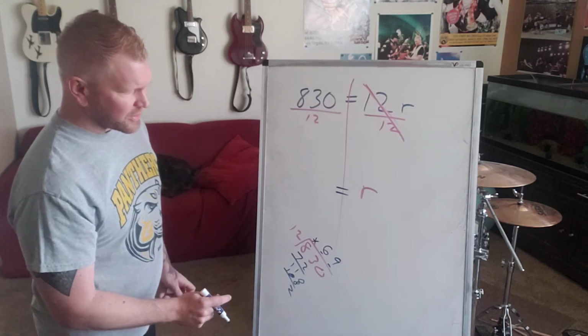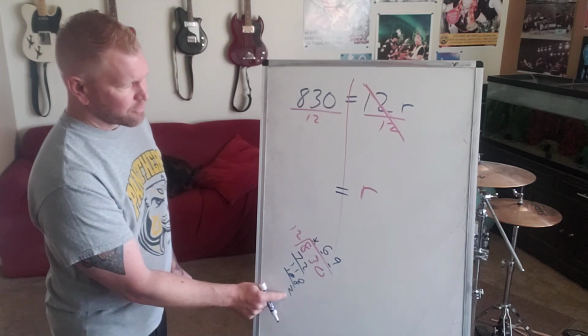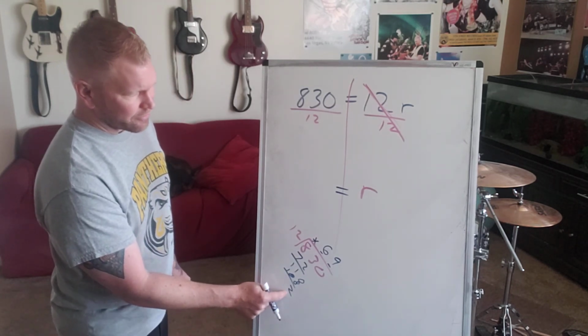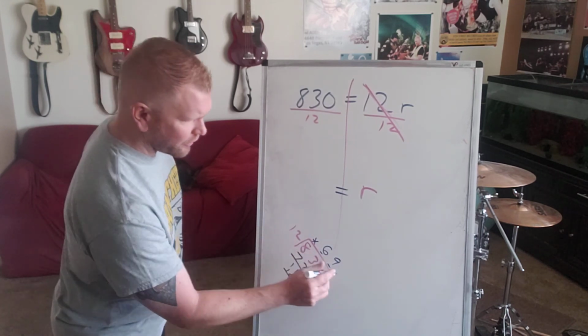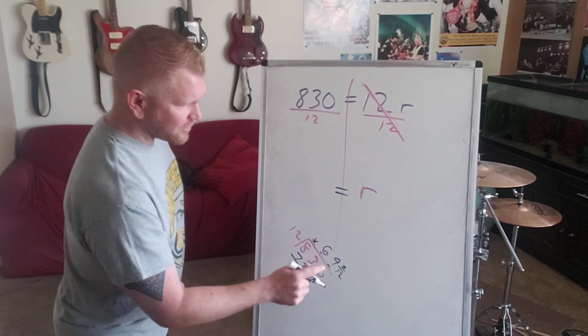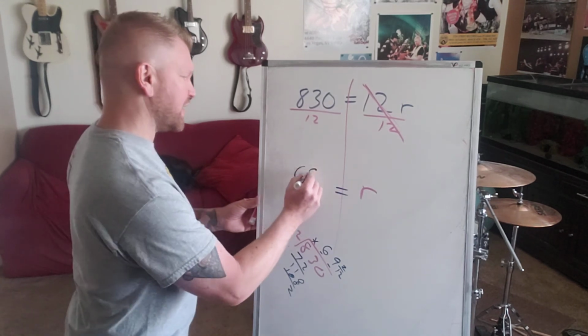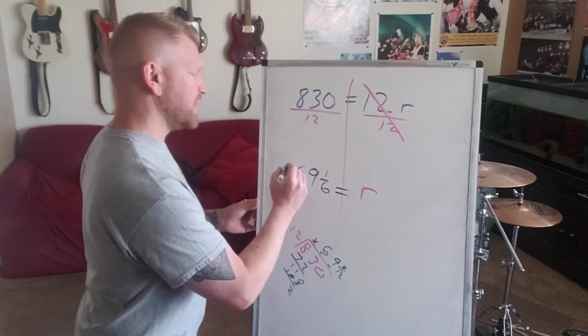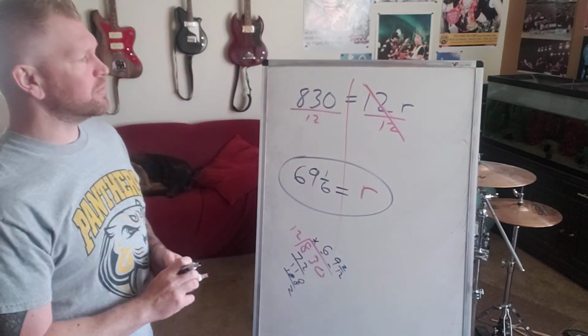Okay, I got 69 with a remainder of 2. So if you remember, I could actually make that 2 into a fraction. I can make it 69 and 2/12. And I could simplify 2/12. So I could make that 69 and 1/6. So 69 and 1/6 is the value of R.